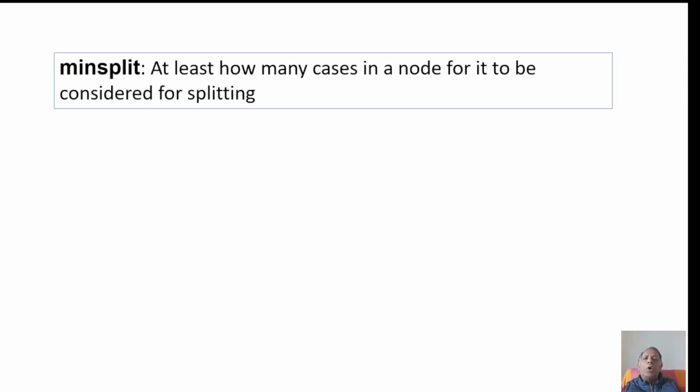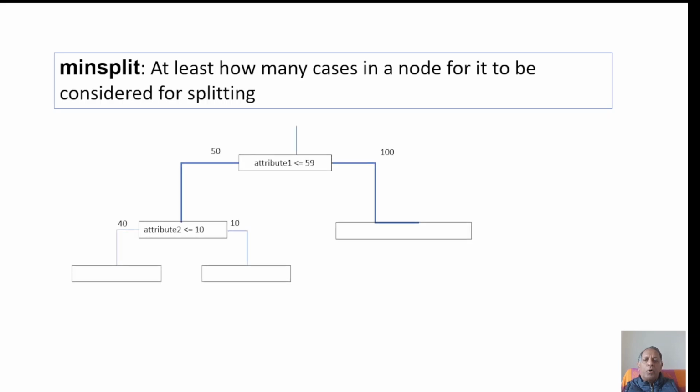So let's see how min split works. Min split says that in order for a node to be considered for splitting, it has to have at least a certain number of cases. Let's say min split is 30. In this particular tree, the total number of cases coming in is 150. So our initial bucket is 150, which is greater than min split, so we can split it. Let's say we go ahead and split it into 2 parts, 50 and 100. This node has 50, this node has 100. Now both of them are still bigger than min split, so each of them can still be split.